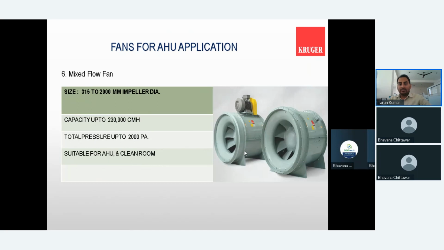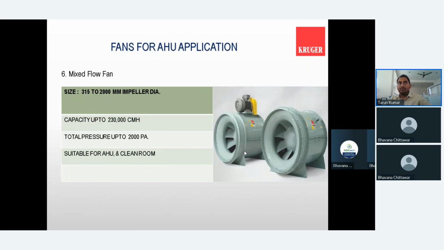Further to that, what we have recently introduced for the AHU application is the mixed flow axial fan. This is basically the combination of the axial as well as the centrifugal impeller. So this is being used for the AHU application for any kind of exhaust and supply application, and it is available in both configurations, belt driven and direct driven.